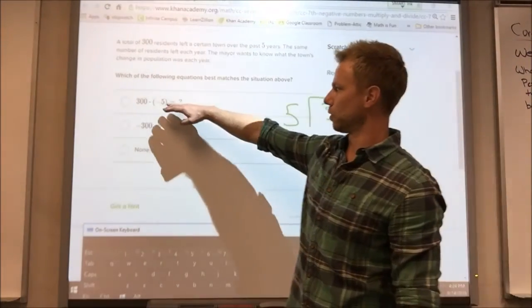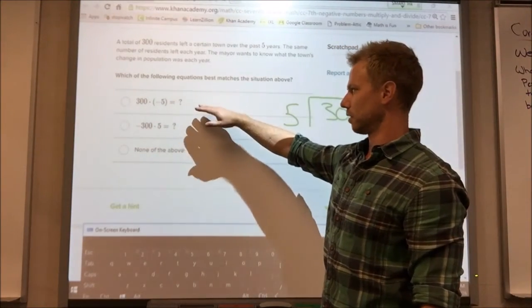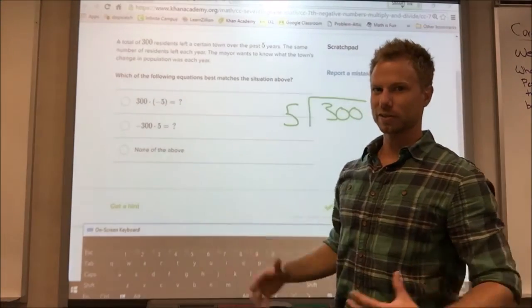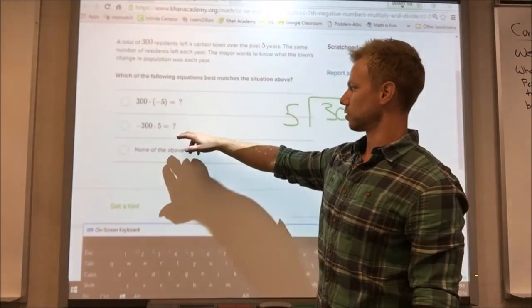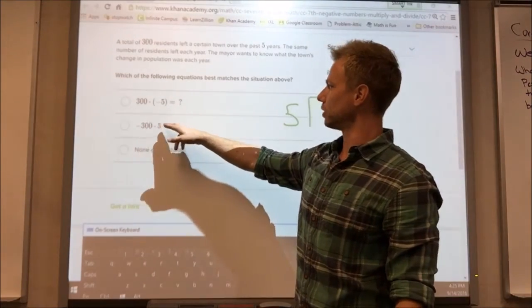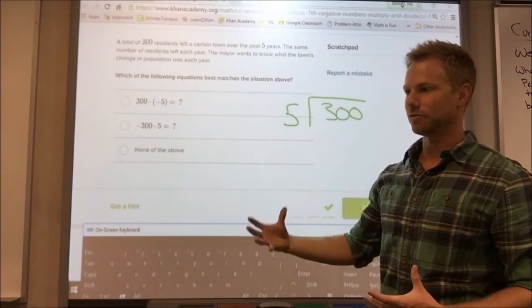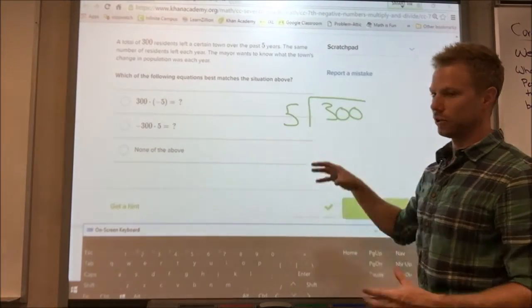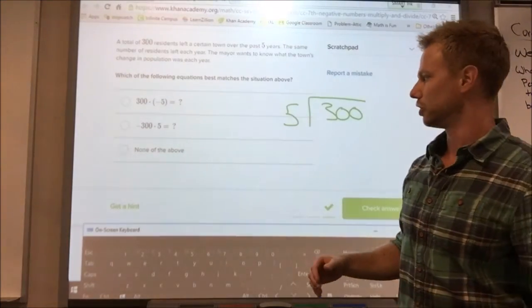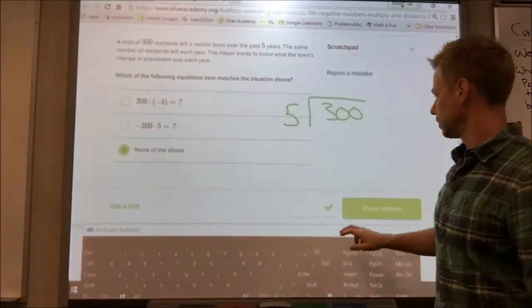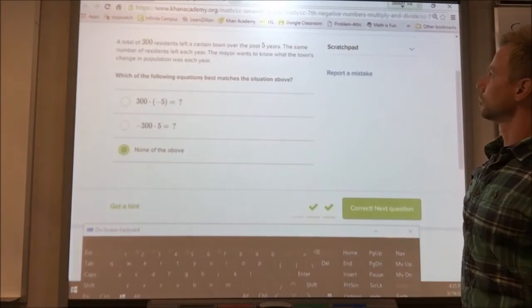Okay, now this first one says 300 times -5. That's not going to work because that's going to give me a bigger number. It's going to be negative, but still a larger decimal. Then we have -300 times 5. Well, it's still multiplying. That's not what we want to do. We need to divide 300 into smaller pieces to figure out how many people left each year. So that means it must be none of the above. Okay, let's try another one.